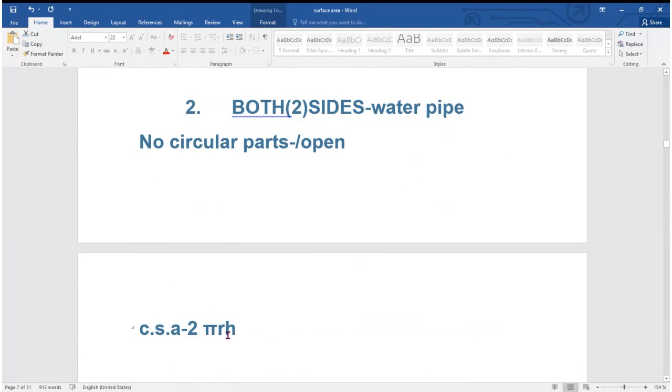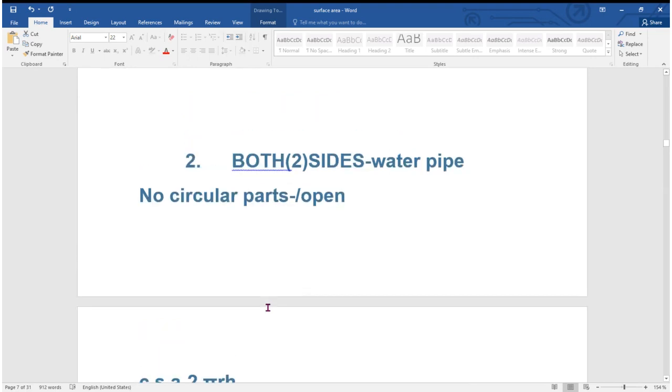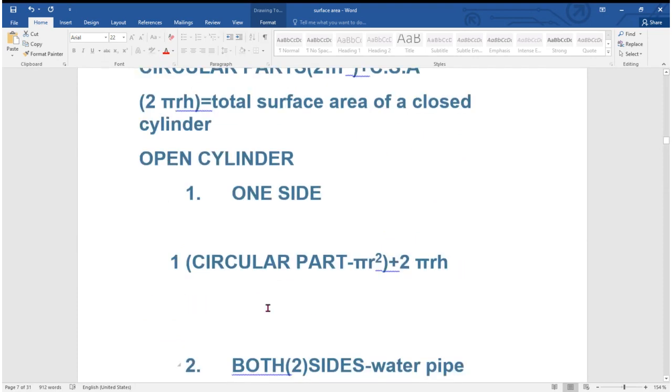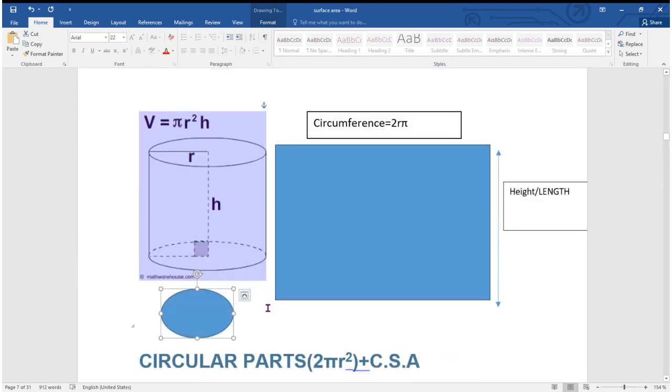Okay, so there are no circular parts. It is open. So that is how you are going to find the surface area of that solid. In this particular case, we are talking about a solid called a cylinder. You have looked at these scenarios: a cylinder which is open on one side, open on both sides, and closed. Those are the three scenarios of a cylinder.